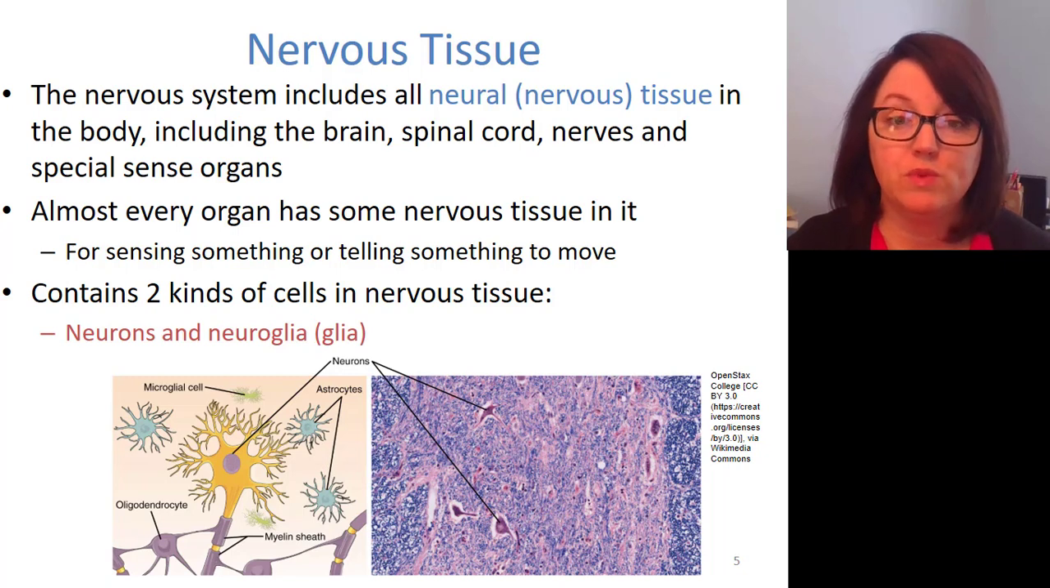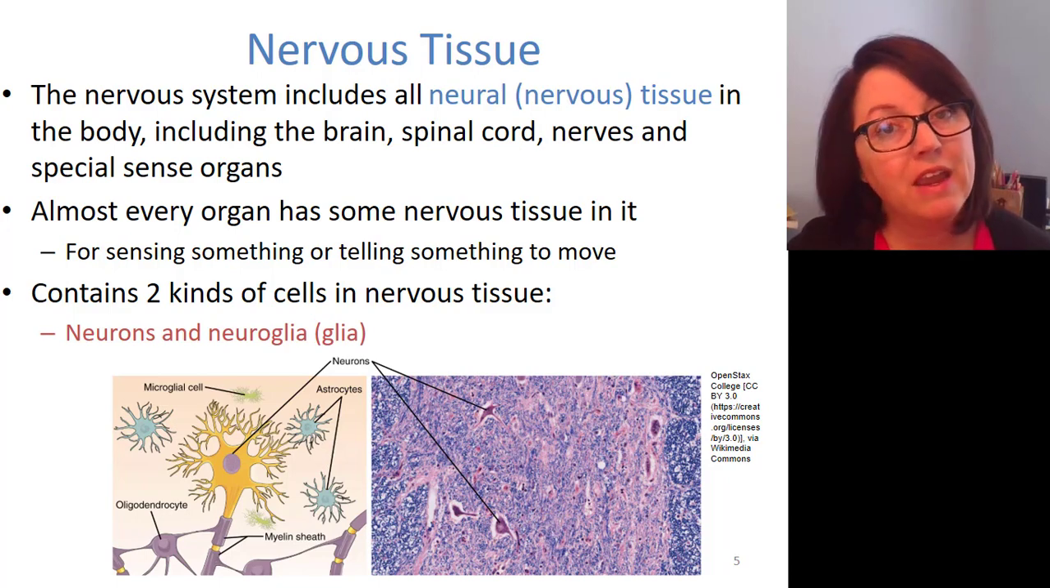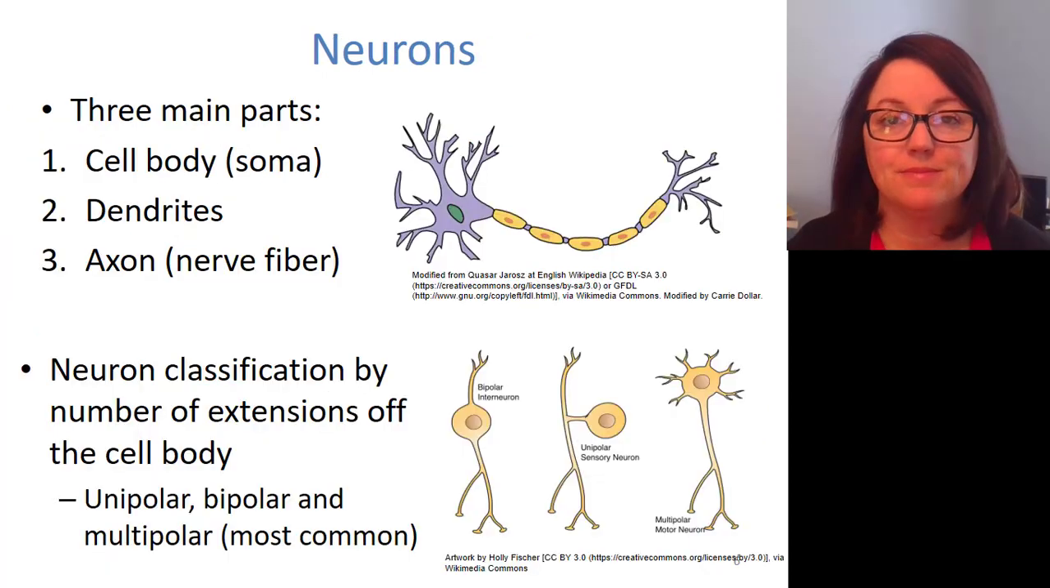When we look at nervous tissue, we see there are two kinds of cells that make up nervous tissue: neurons and neuroglial cells. Neuroglial cells are also known as just glial cells. Neurons are the cells that are going to be doing the electrical and chemical communication of the nervous system. The neuroglia are helper cells, or sometimes they're referred to as nurse cells, that really just sort of take care of the neurons. Now let's take a closer look at neurons.